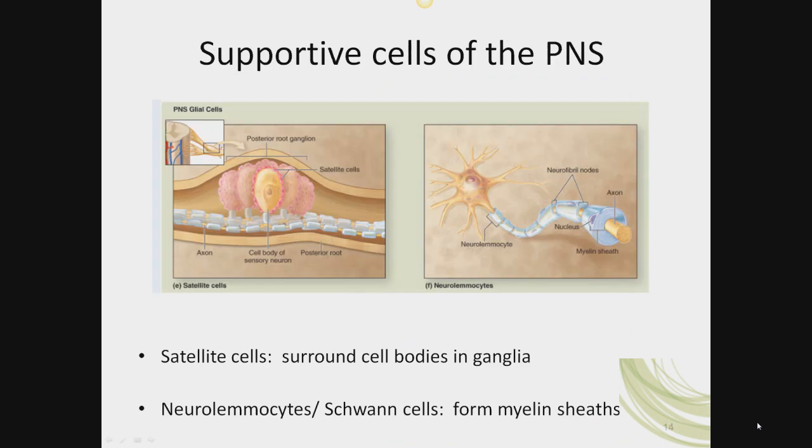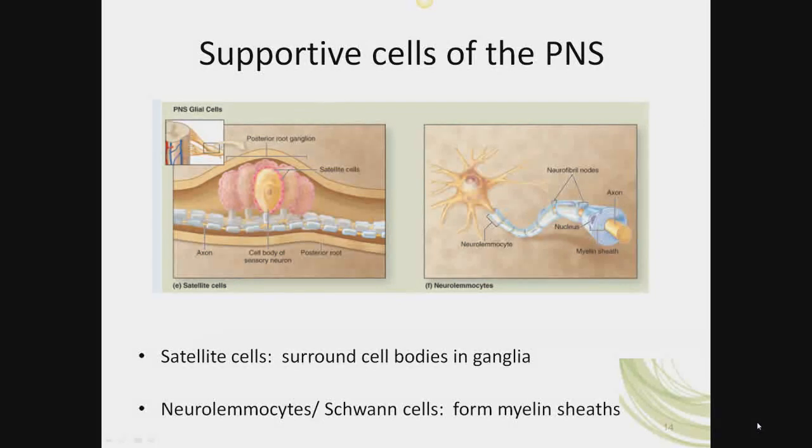The supportive cells or glial cells of the peripheral nervous system include the satellite cells and neurolemmacytes, also referred to as Schwann cells. Satellite cells are flattened cells arranged around neuronal cell bodies in ganglia. Recall that a ganglion is a collection of neuronal cell bodies located outside the CNS.